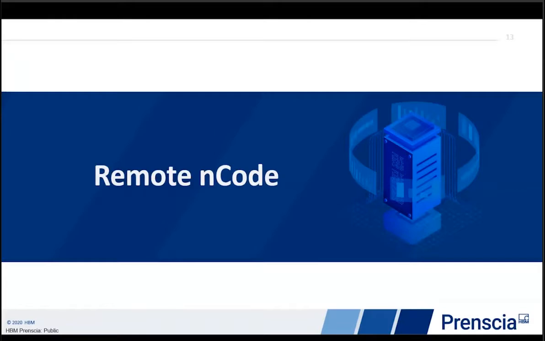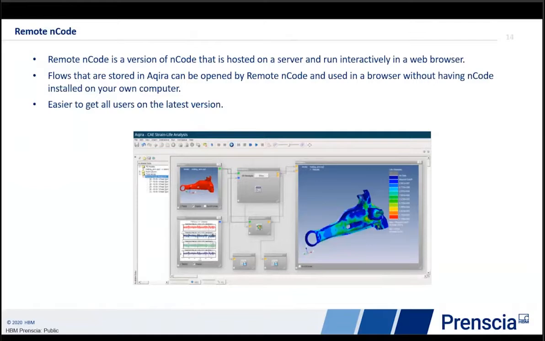So the first topic that we said we'd talk about here is remote nCode. So what's this? Well, remote nCode is a version of the nCode products that you're familiar with, the desktop type products that are now hosted on a server as part of Aqira and enable you then to run those interactively in a web browser. Aqira has the ability to store the kind of analysis flow processes that we use within GlyphWorks and DesignLife, and those flows can then be opened within remote nCode and run directly through the browser without having to have a local installation of nCode on your local machine. And also you can create brand new processes from scratch, as we'll see in a bit.